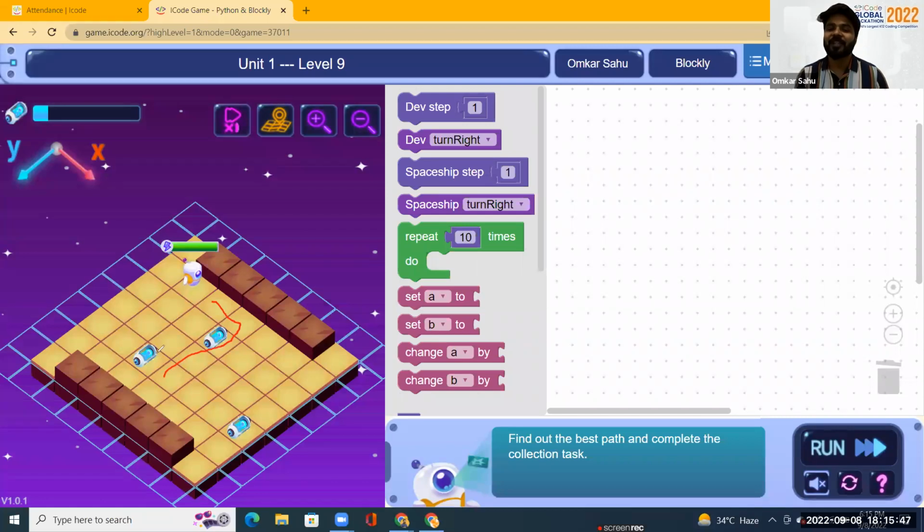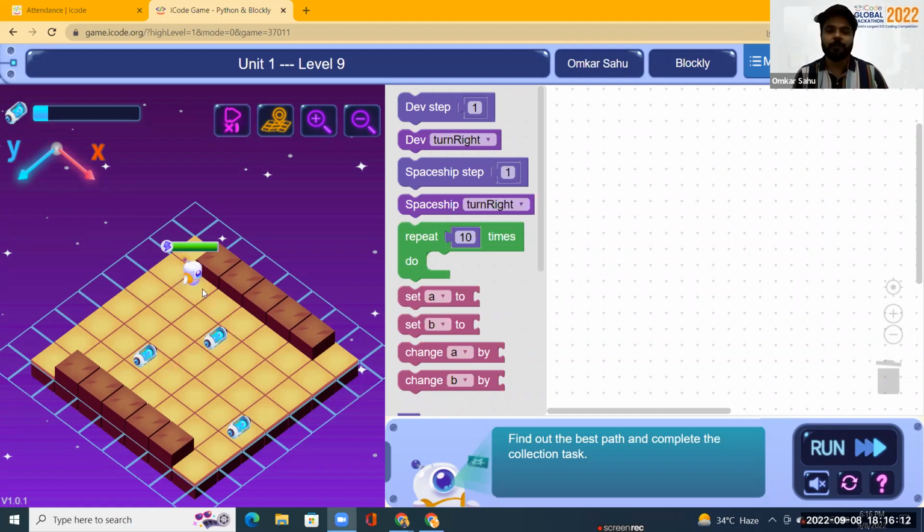1, 2, 3, 4 steps back. Then 3 plus 4 becomes 7 steps. But if you take a right turn here, taking 1 step and coming back 1, 2, 3, 4 steps in the backward direction, you'll be taking only 5 steps. So the concept that I have told you earlier is being used here as well. Here, I'll click on the green button.